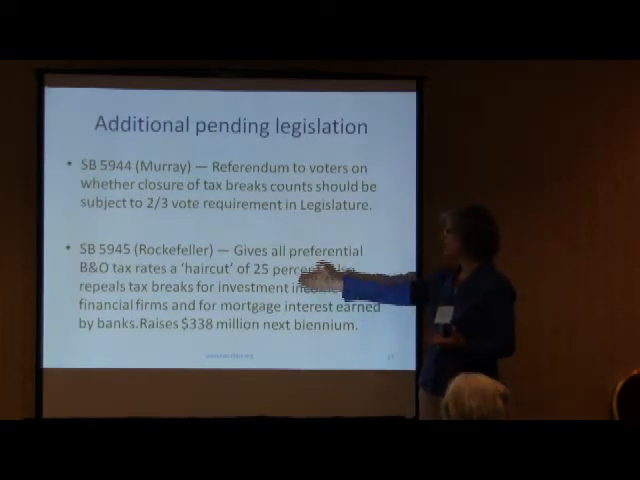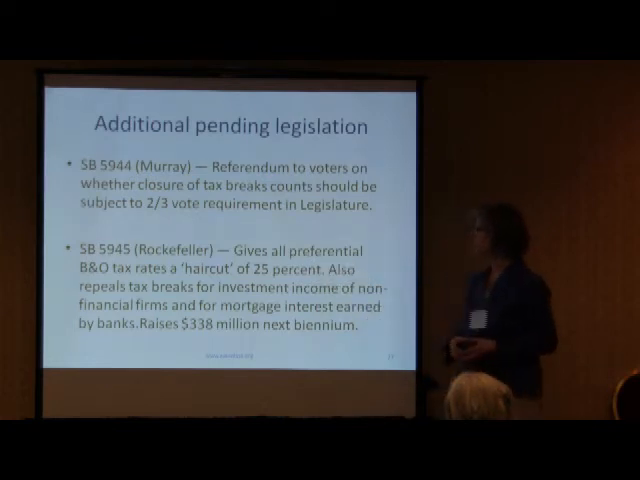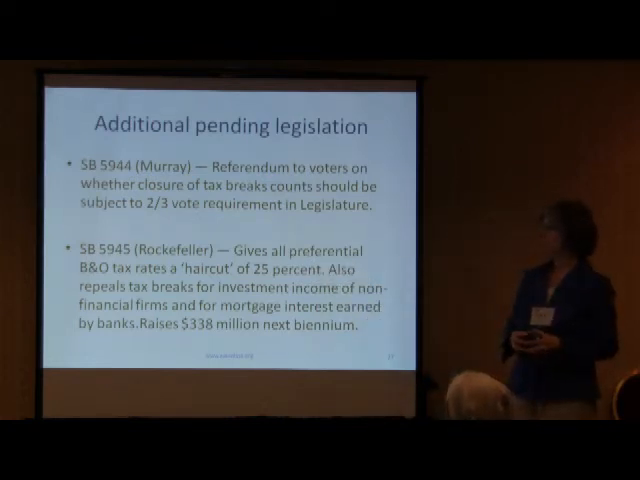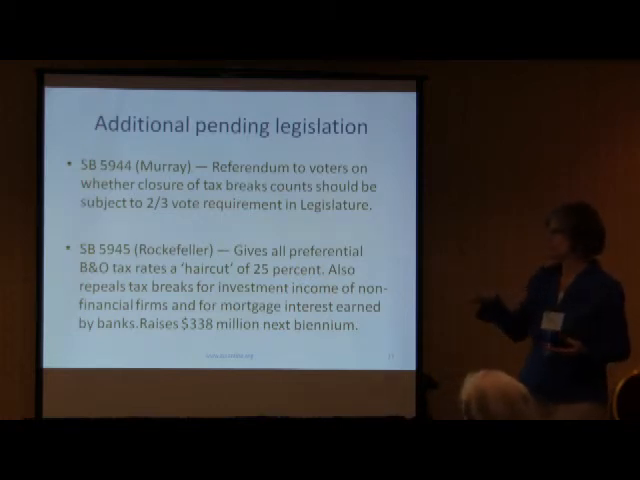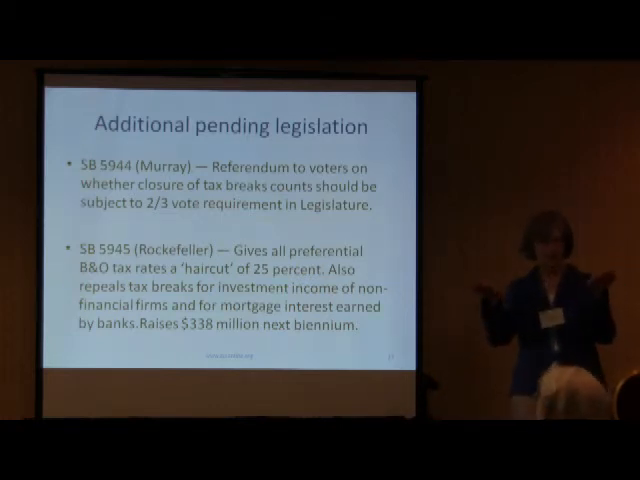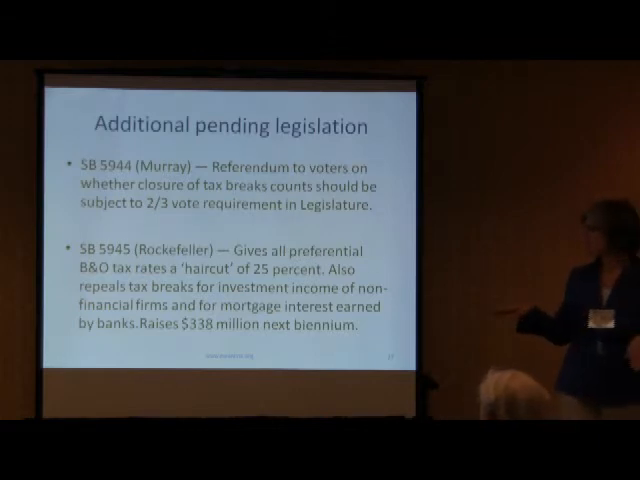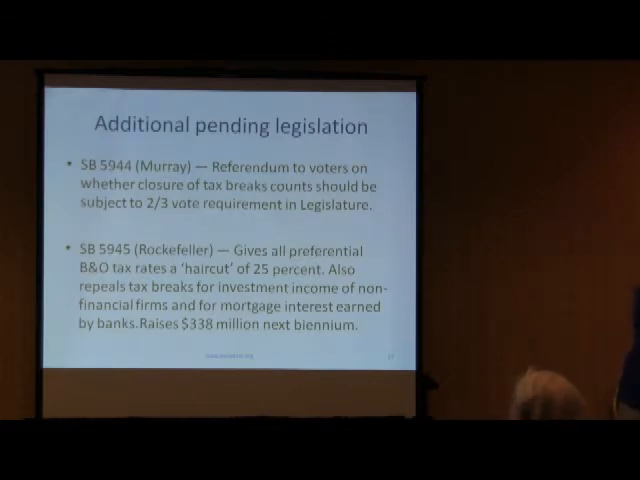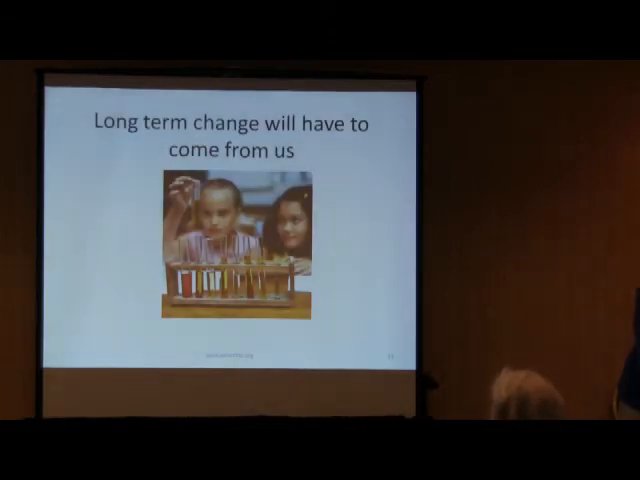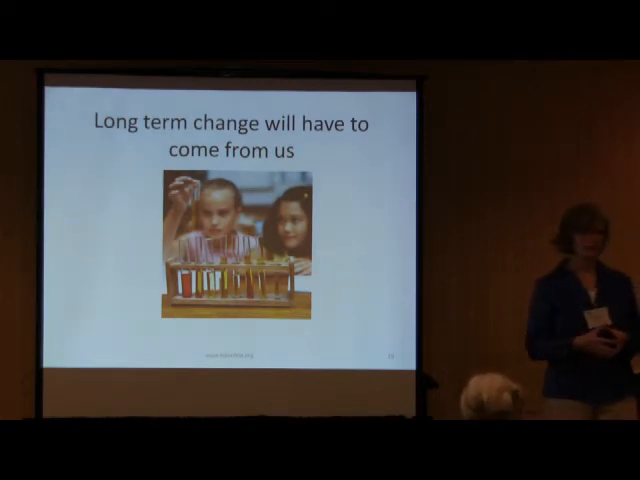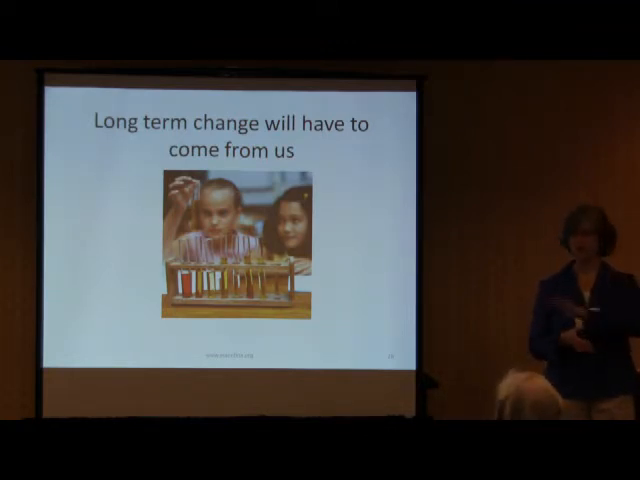And then another bill in the Senate would give all preferential business and occupation tax breaks a 25% reduction. I mean, basically lower them instead of eliminating them. But whether or not they're going to be able to get something through, I think is a problem, who knows. And likely anything that does pass is going to have to go to the voters.